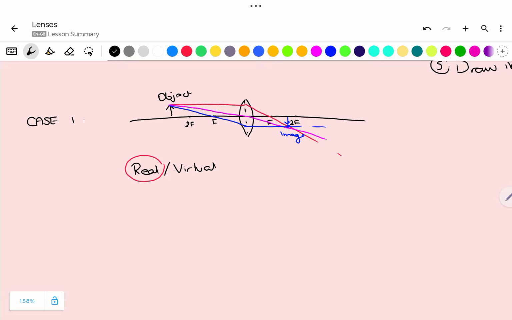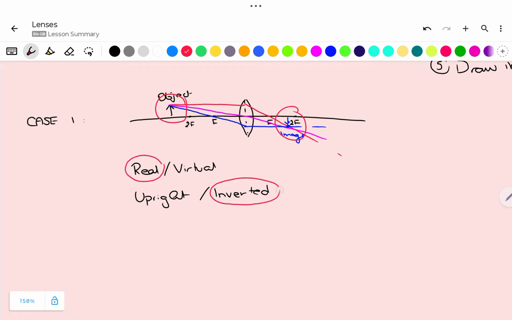Okay? Second thing is you need to tell me if it's upright or inverted. What do you see? The image arrow compared to the object arrow. We're comparing this arrow with this arrow. Is the image arrow pointing in the same direction as the object, or is it upside down? It's upside down. So therefore, I would choose upright or inverted. I choose inverted.